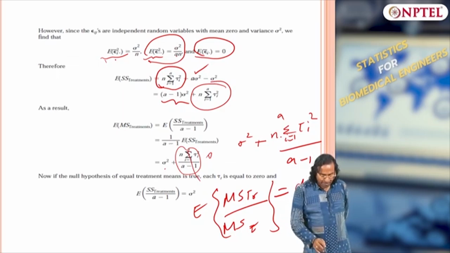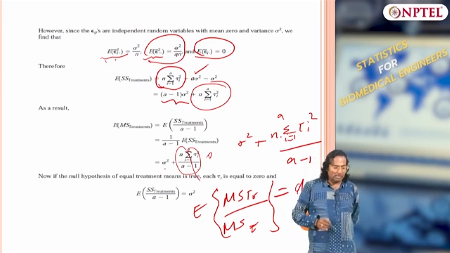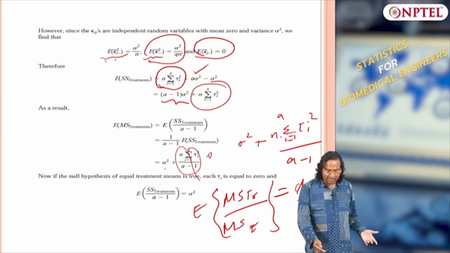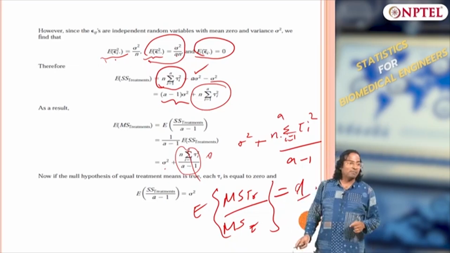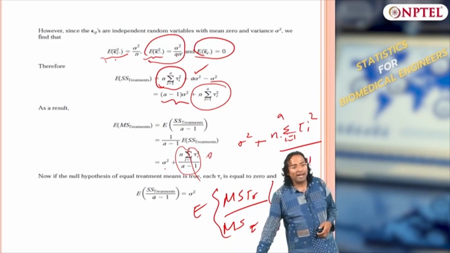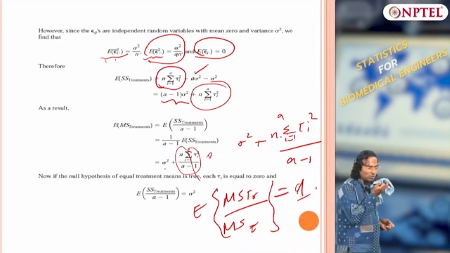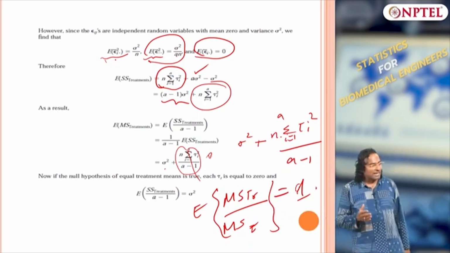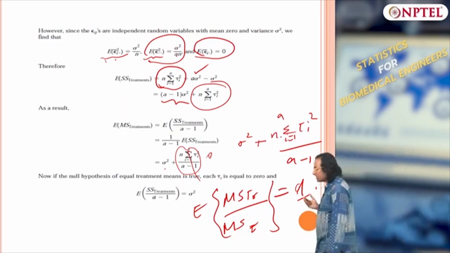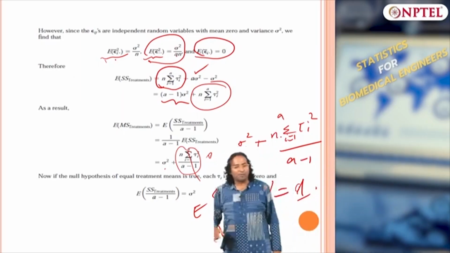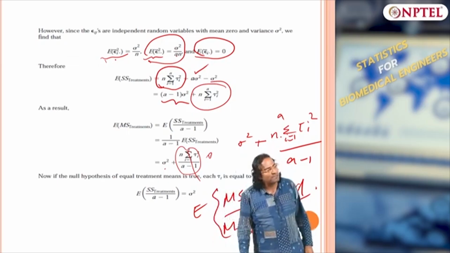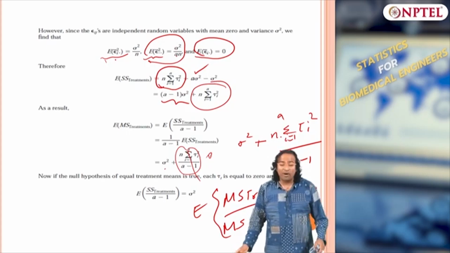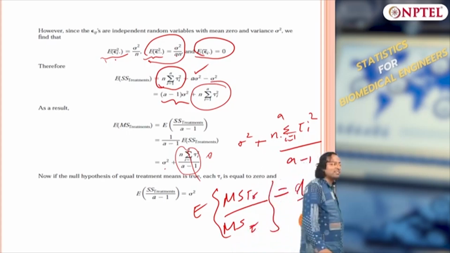right. If my null hypothesis is not true, then this ratio should be greater than 1, because the second term is always positive. Remember, I have taken tau i squared. So the second term is always a positive quantity. So, if the treatment effect is not 0, the second term will always be positive, and therefore the ratio will always be greater than 1, because that is where it is tau i squared, it is not tau squared, it is tau i squared.